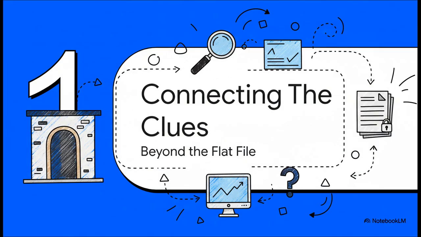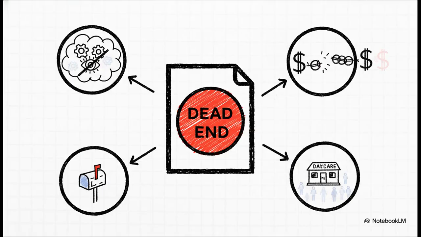Right, so to crack this case, investigators have to get inside the building. They've got to start connecting these basic clues to see the bigger picture. And this is where the first major breakthrough happens. With the simple list, you're just stuck. It's a total dead end.